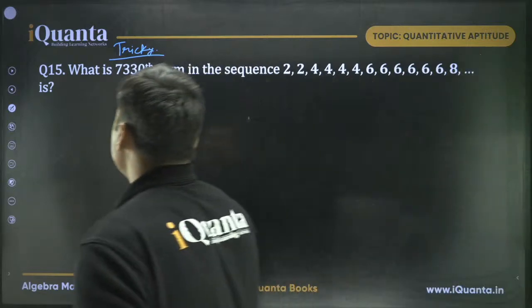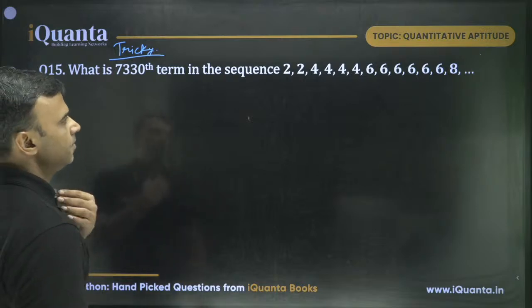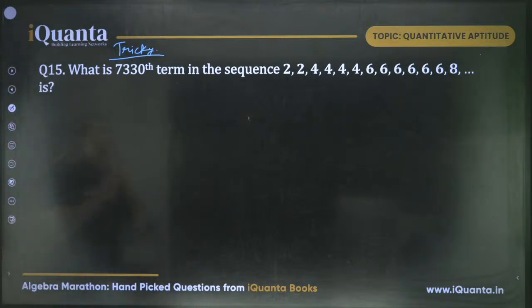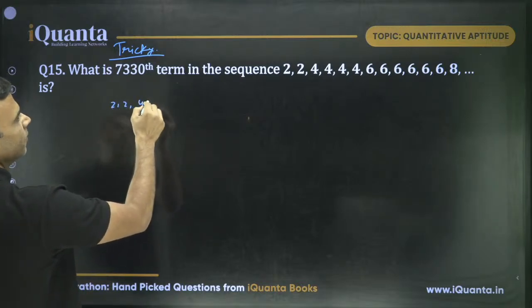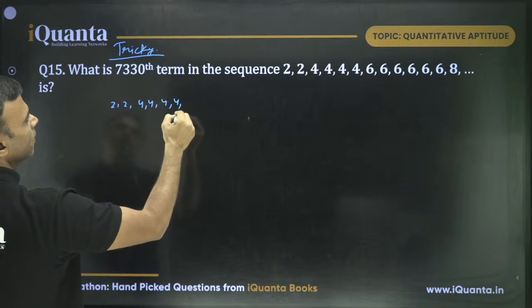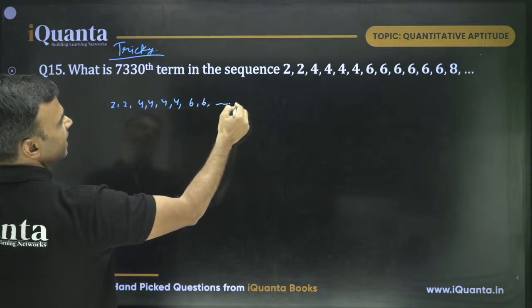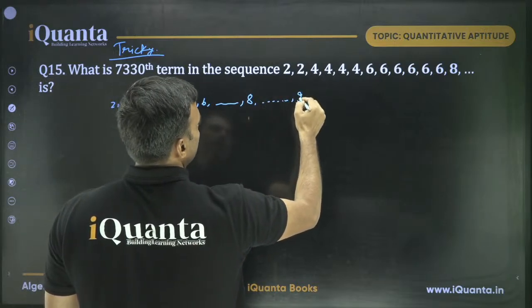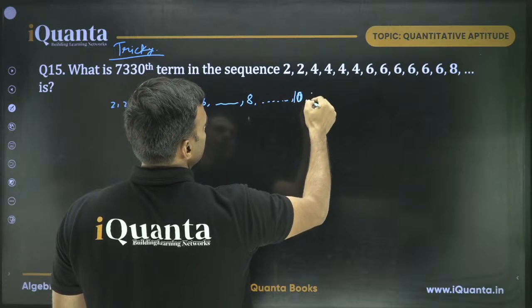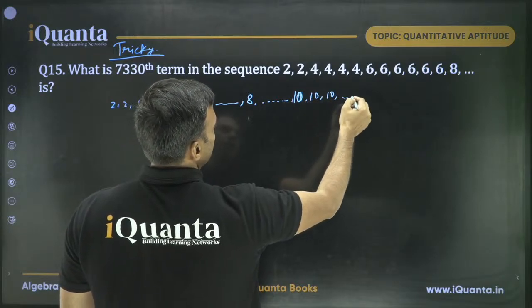Let's see. I'll just rewrite the question. It's 2, 2, 4, 4, 4, 4, 6, 6. So instead of writing everything, what I'll do is I'll do it like this. 8, 8, 8, 8. Then 10, 10, 10, 10. क्यों 10? Because even numbers ले रहा है. वो देख के पता चल रहा है.